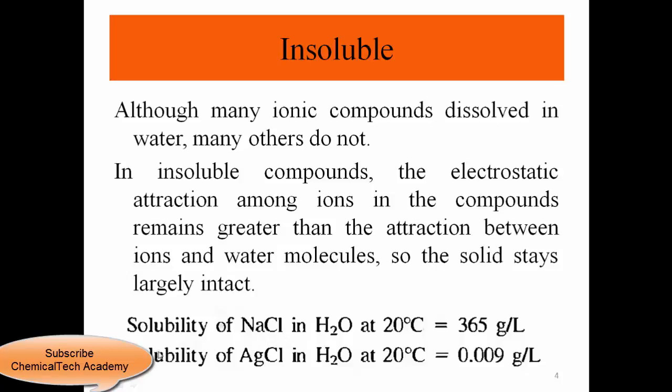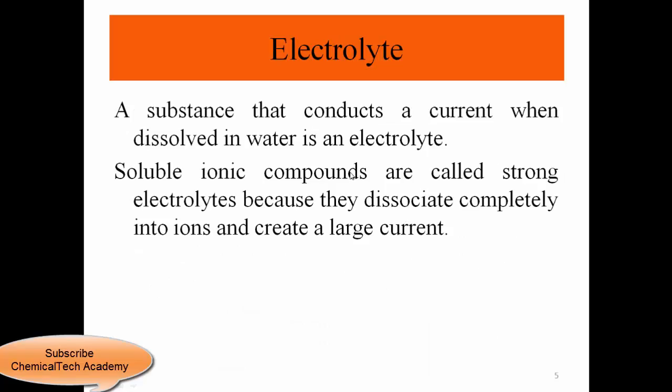As you see here, the solubility of NaCl in water at 20 degrees Celsius is 365 grams per liter. On the other hand, for an insoluble compound like AgCl, the solubility in water at 20 degrees Celsius is 0.009 grams per liter. So the second one is an insoluble compound and the first one is a soluble compound.